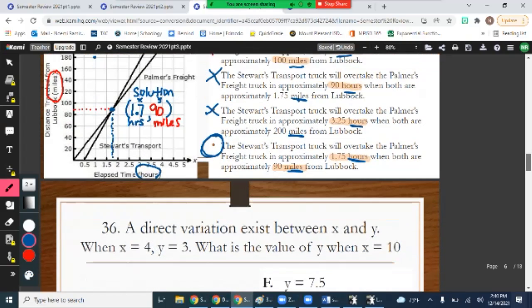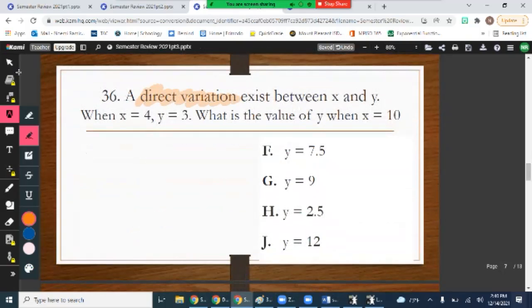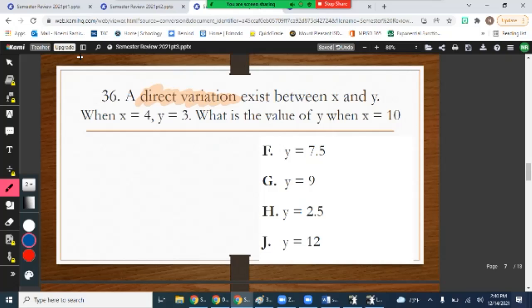Okay. 36. What is the keyword here? Direct variation. We listed the keywords: direct variation, directly proportional, varies directly. When you see those kind of keywords, you are automatically supposed to think to create a what? Proportion. Now, what is a proportion? How do you create it? You set what? What do you see in a proportion?